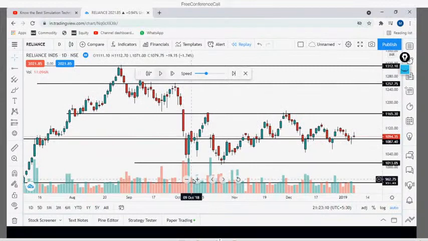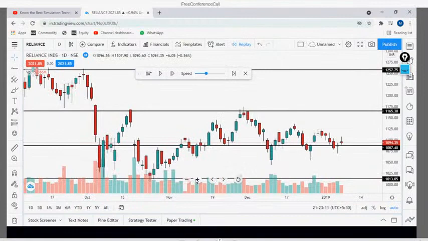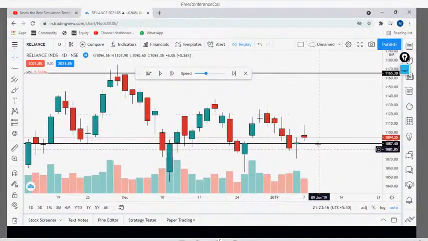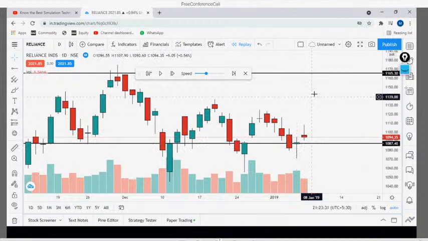See here, you can see what happened. It came down, this was one of the support levels. At the support level, it formed a doji kind of candle, and after that there is a rejection. As per this, this is one of the support areas, it should take a bounce from here. We'll see what will happen now.